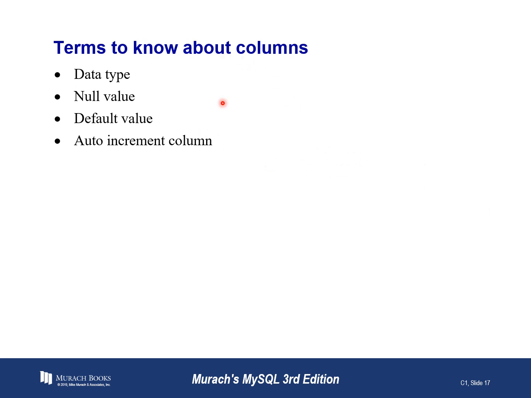Terms to know about columns: data type, null value, default value, and auto increment column. As we discussed, each column is going to have a certain data type. It may or may not have a null, not null property, and it may or may not have a default value. And sometimes, commonly for primary keys, we may enable the auto increment column. That helps because then we don't have to manually manage the value of that particular column, and the database itself takes care of what the value should be.